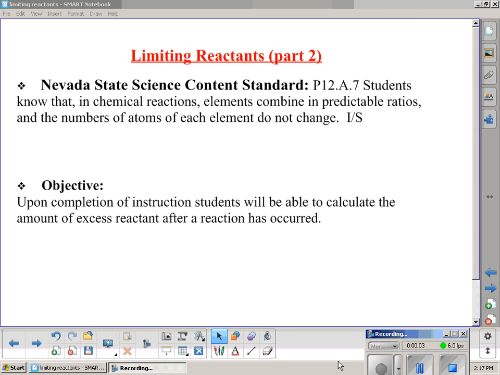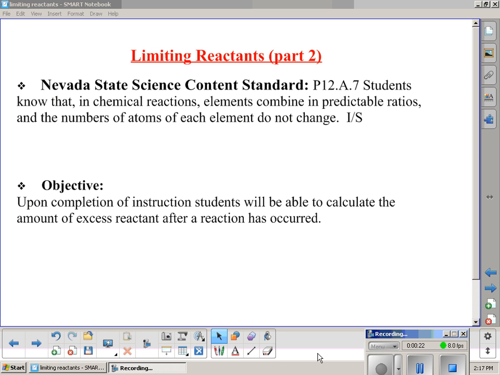Hello and welcome to another chemistry video, this being part 2 of a two-parter on limiting reactants. We'll start with the Nevada State Science Content Standard. It says that students know that in chemical reactions, elements combine in predictable ratios and the numbers of atoms of each element do not change.